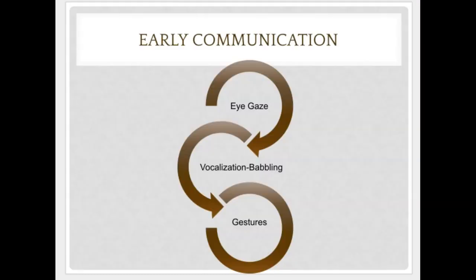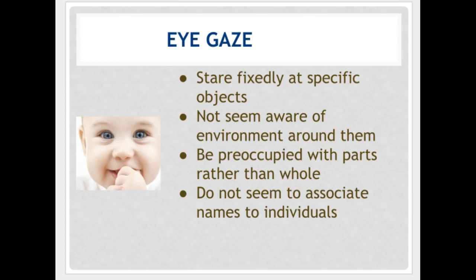When we talk about communication, we also have to talk about the nonverbal aspects of communication, which have gestures and eye gaze in them. And as we look at young children, we would also include in there their babbling. So we're going to take a look at neurotypical eye gaze, vocalization, and gestures, and then what it looks like in a non-neurotypical child that has autism.